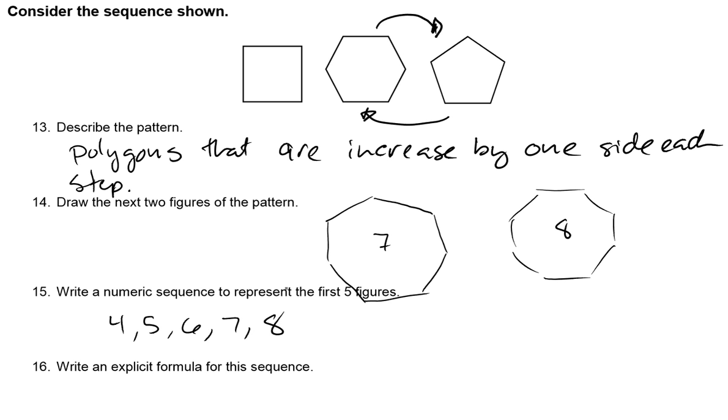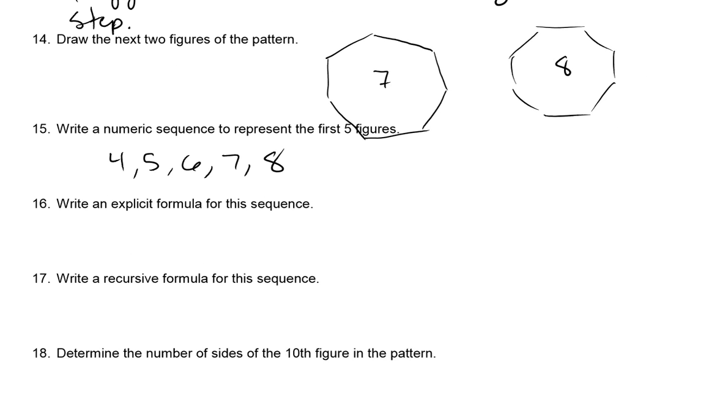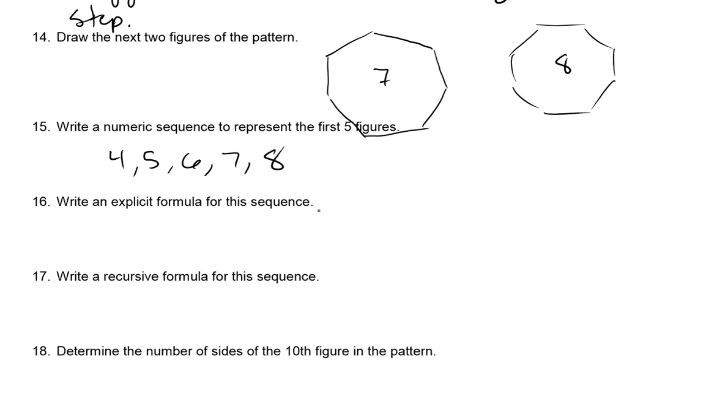Write an explicit formula for this sequence. Well, this is clearly arithmetic, right? And I have a common difference d that is equal to 1, and I have a first term that's equal to 4 sides. So if I was going to write this out, a sub n is equal to 4 plus n minus 1 times my common difference of 1. Fascinating.